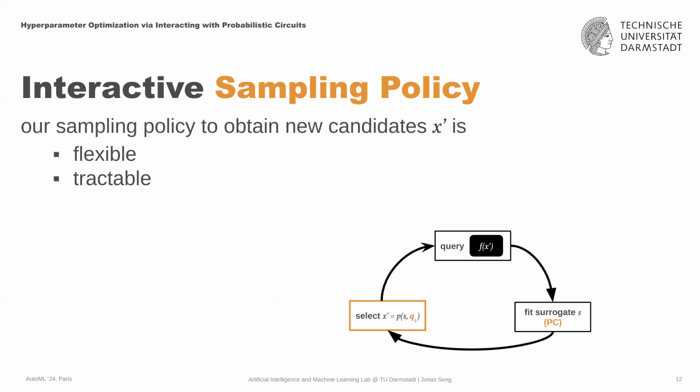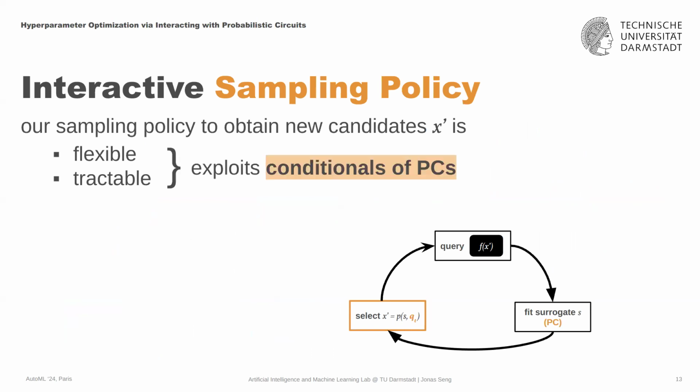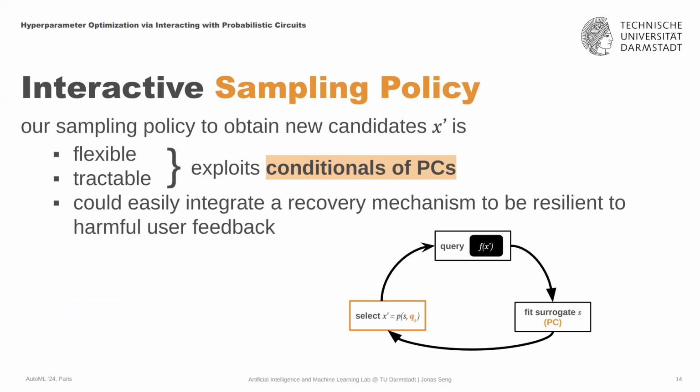Based on PCs, we derive an interactive sampling policy that is flexible and tractable thanks to the efficient computation of conditionals of PCs. And we could easily integrate a recovery mechanism to be resilient to harmful feedback. This is something we have done in further work.